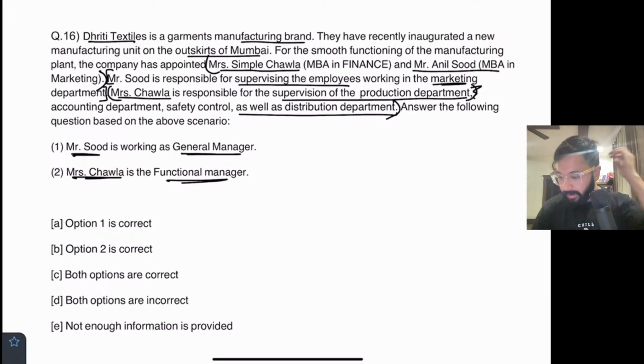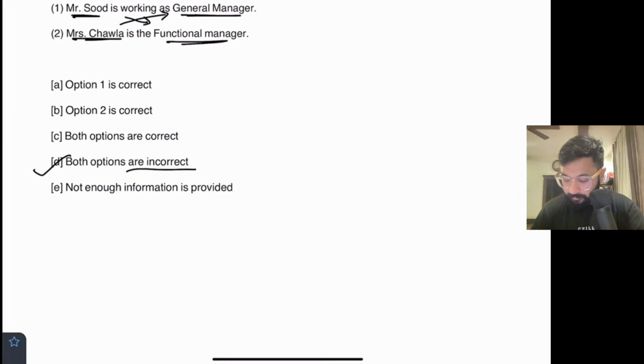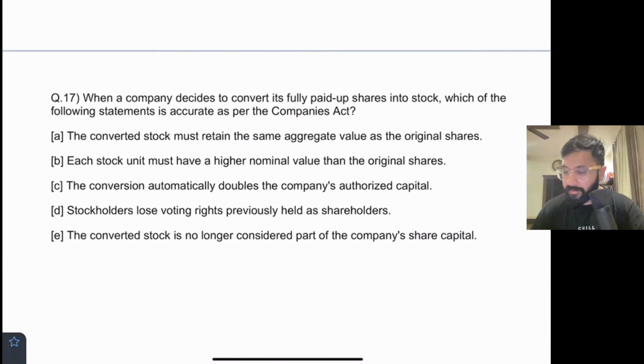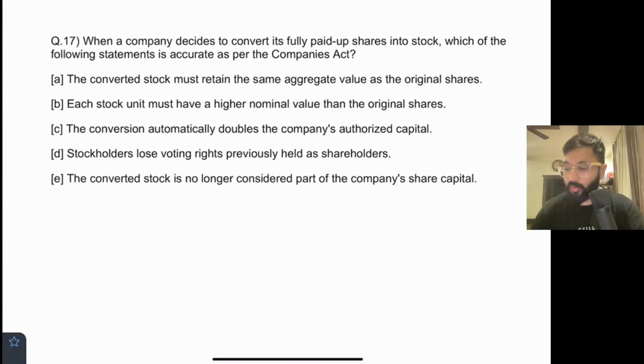Both options are incorrect. Yes, because Mr. Sood is the functional manager, marketing में focused है. Mrs. Chawla is looking after multiple departments, so she's working as general manager. Okay. Yes, I think repetition है. मुझे लगा था, but then I ignored it.